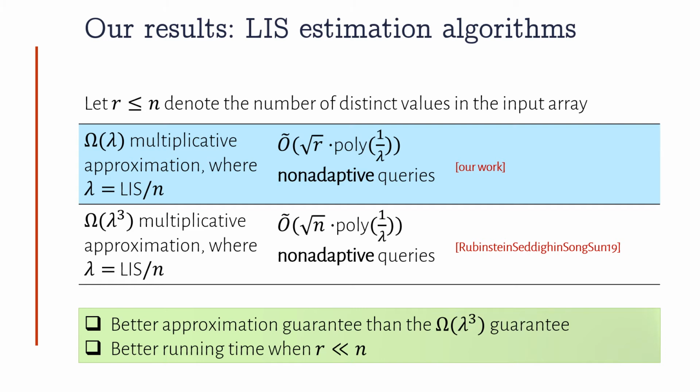We would like to also point out that our algorithm is much more general, as its complexity is parameterized in terms of the number of distinct values in the input array. And it is strictly better than Rubinstein et al. in terms of the complexity when R is much less than n.